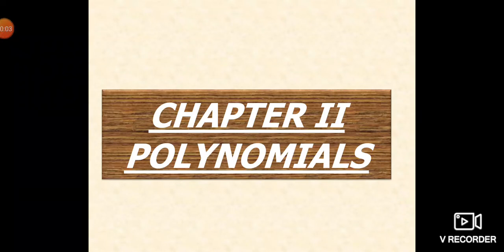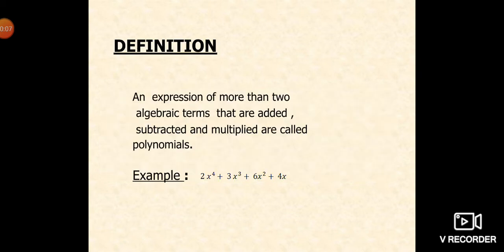We already finished the first chapter. Today we can go to the second chapter, polynomials. Let us begin with the definition. An expression of more than two algebraic terms that are added, subtracted and multiplied is called a polynomial. For example, 2x^4 + 3x^3 + 6x^2 + 4x.